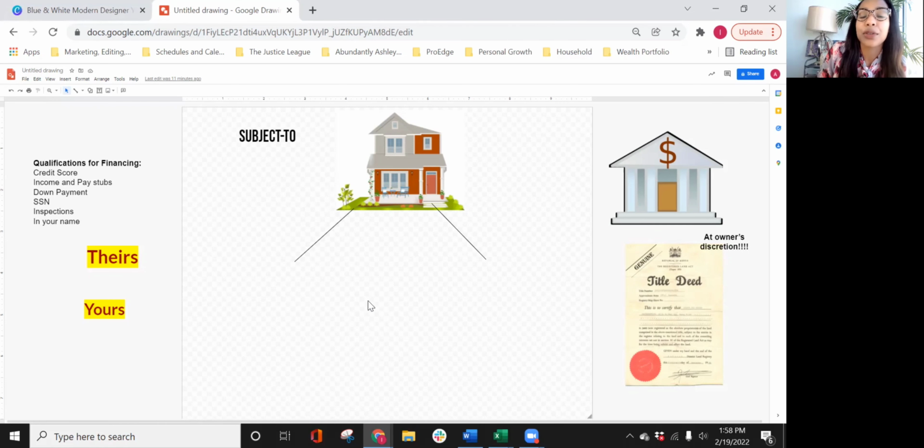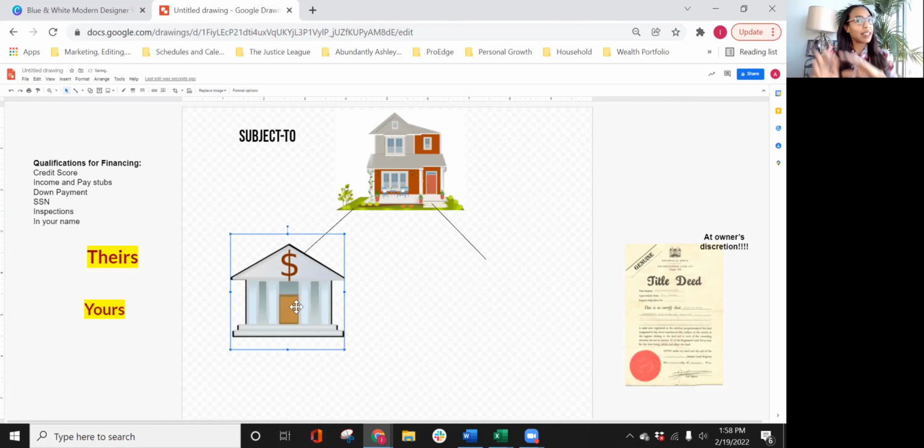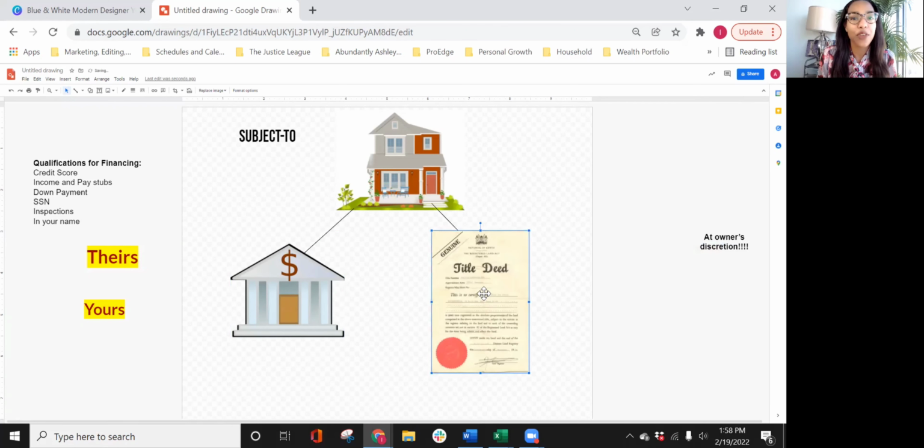So subject to, we have a house. Now, most people think that when you go and get a house and you get a loan, the loan and the deed are one and the same. Well, that couldn't be farther from the truth, guys. The loan that you get from the bank is the financing side. That's just your way of getting the money to buy the house to get the deed. But the deed is totally separate from your mortgage loan. They are two totally different processes, two totally different documents, two totally different entities.